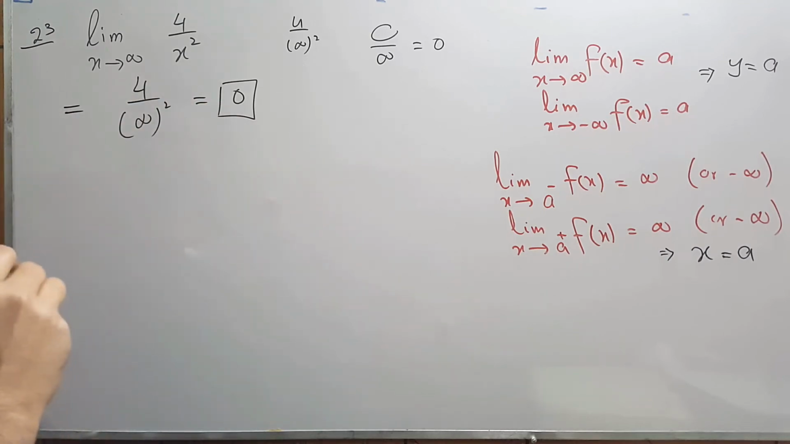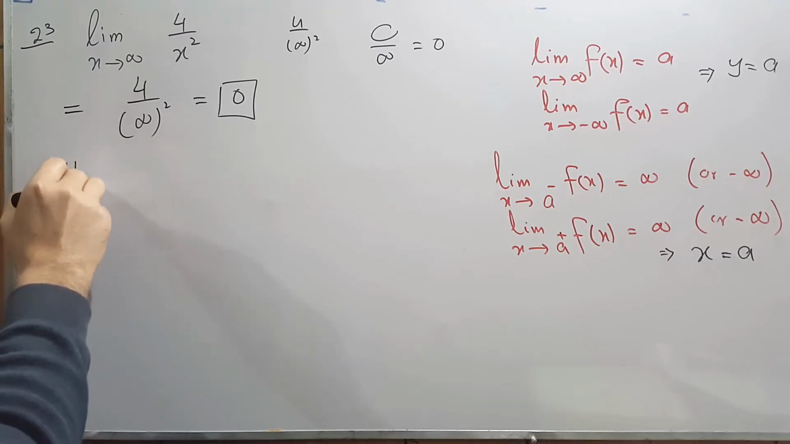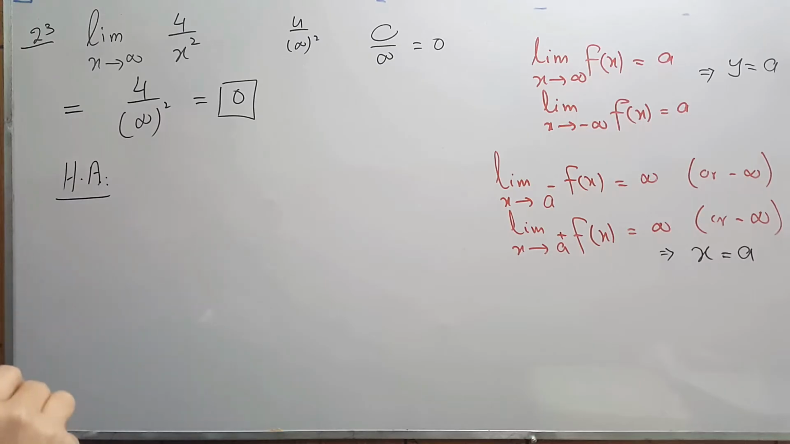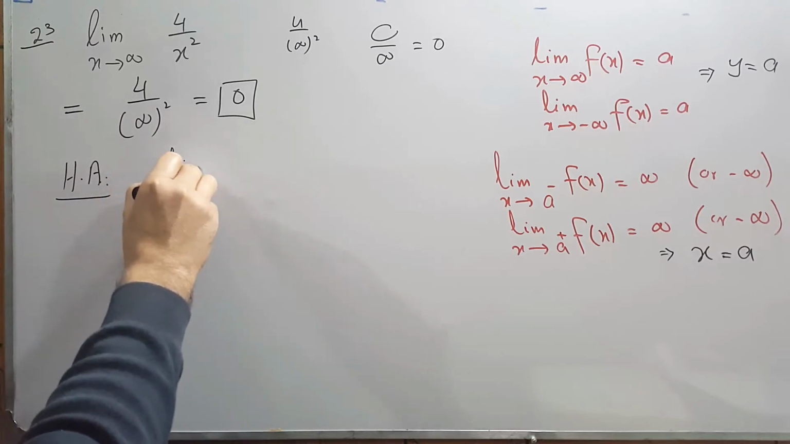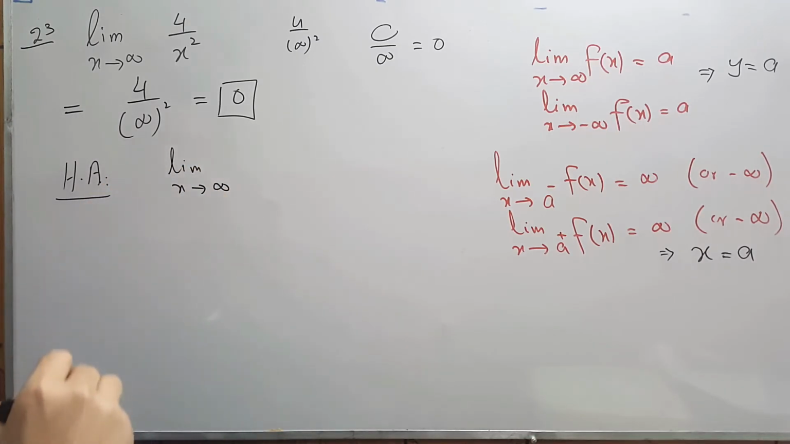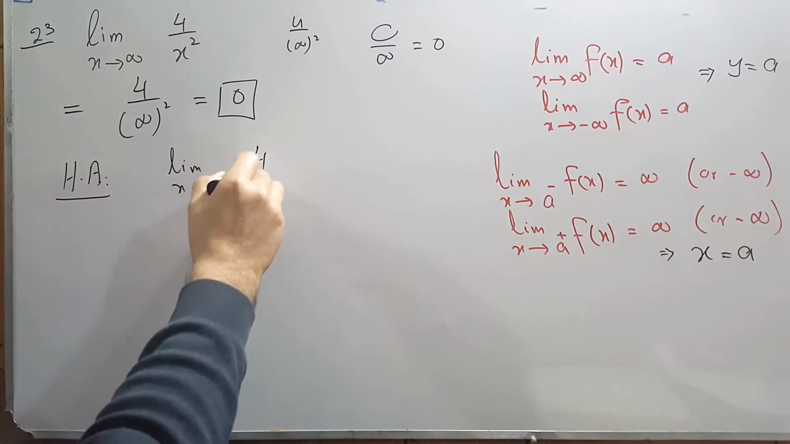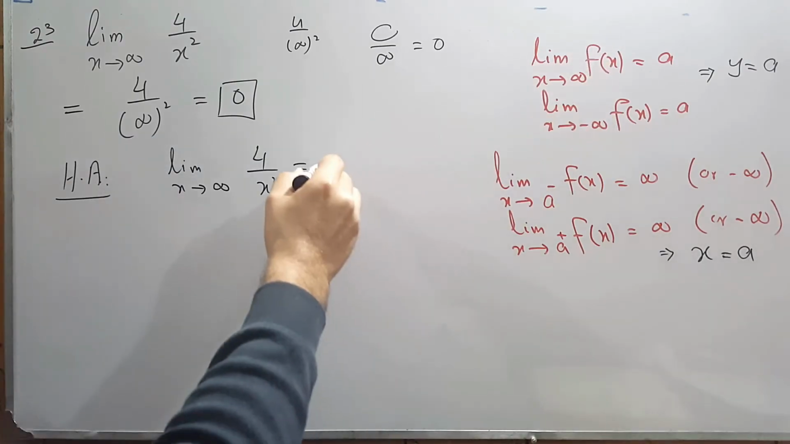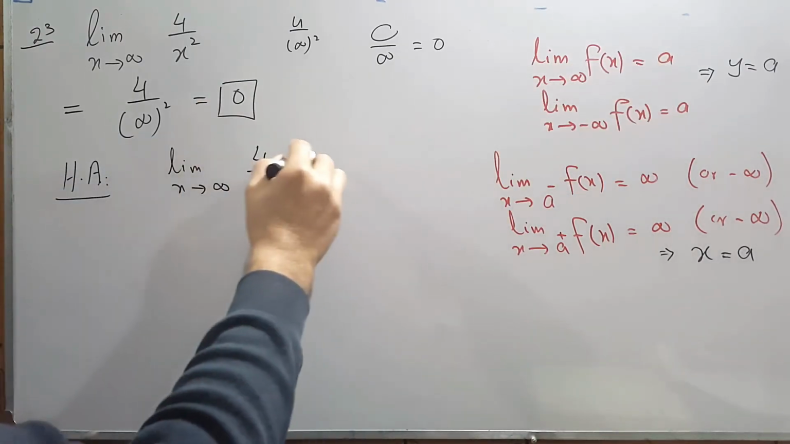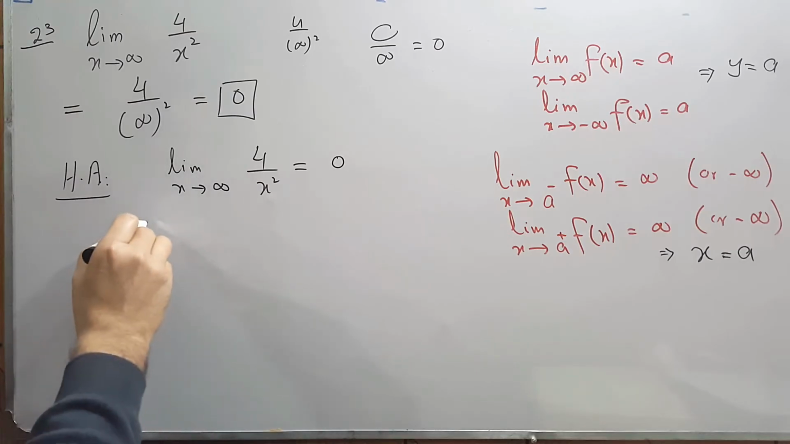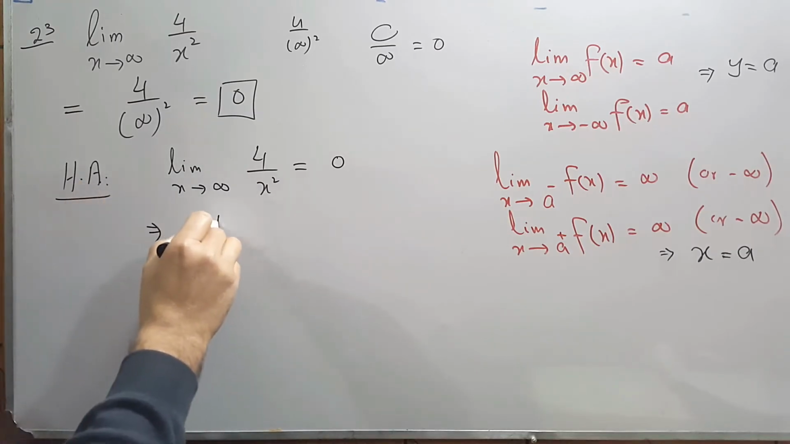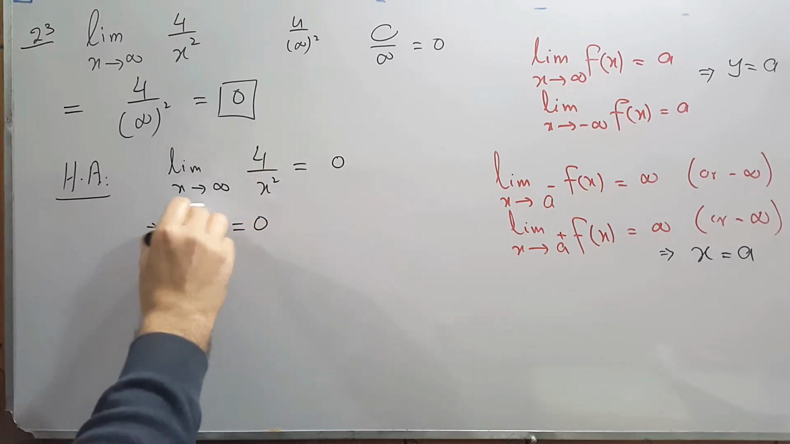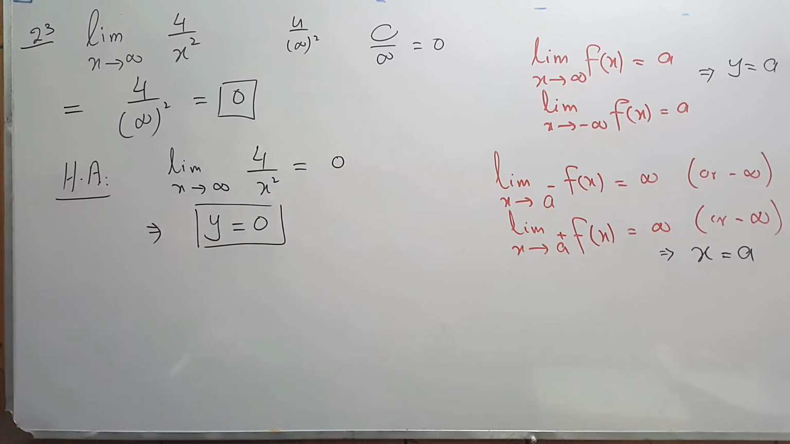Now for the horizontal asymptotes, what we say is that if the limiting value of f of x as x approaches infinity, in this case this one, is equal to some number, and that number here is a, and here the number we got is 0. This implies that your horizontal asymptote is y equals a. In this case, a is equal to 0. So this is our horizontal asymptote.